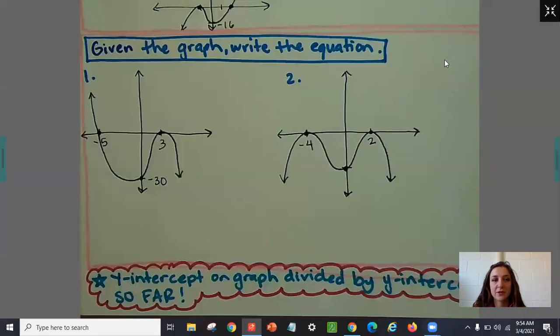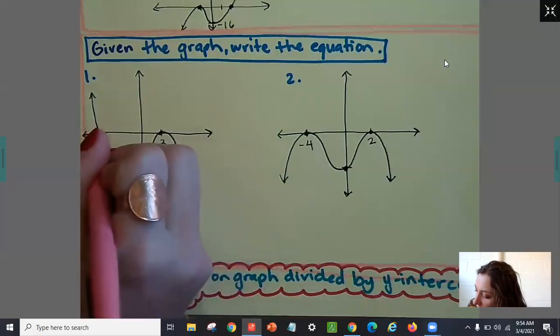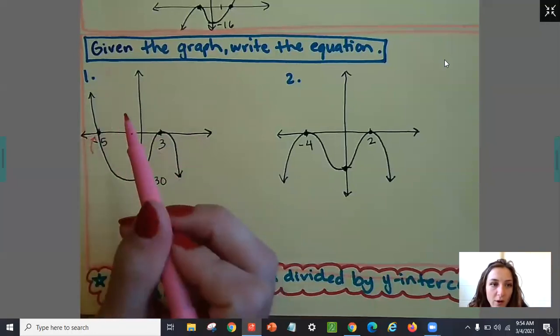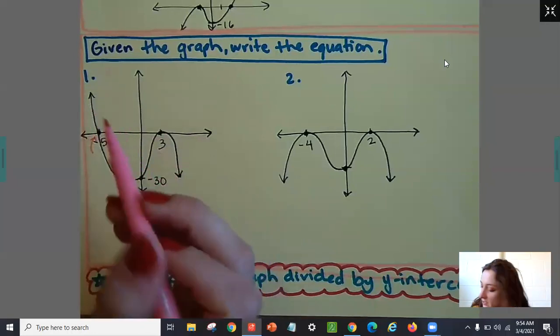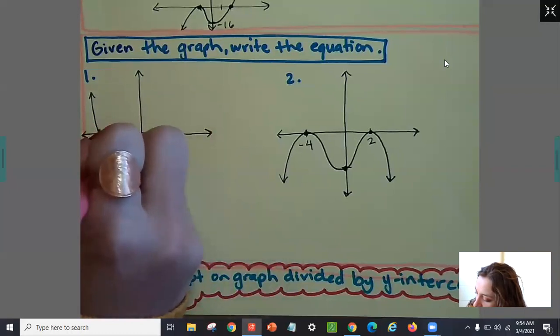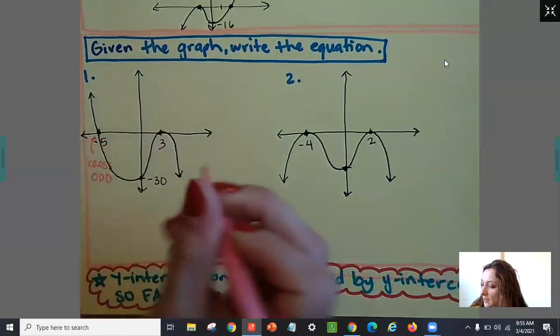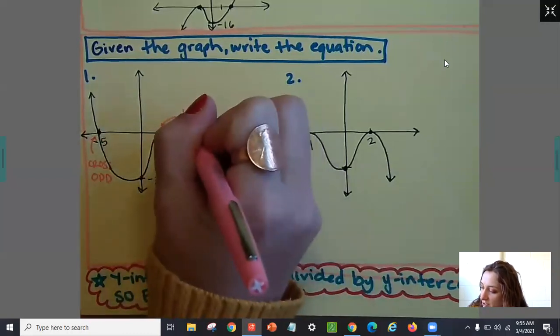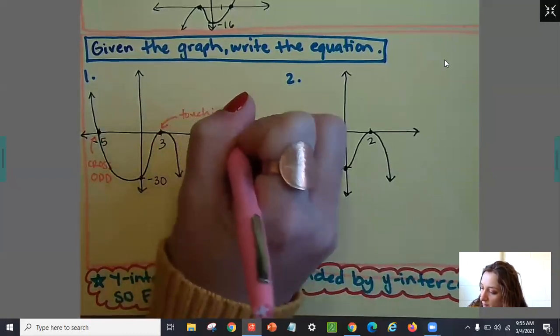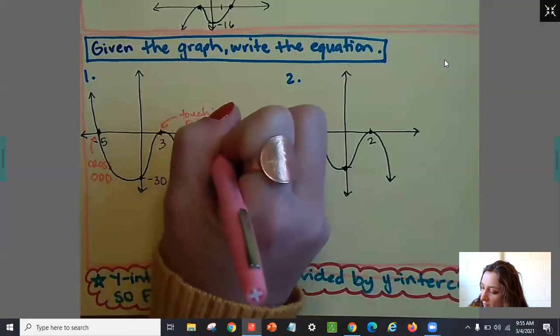Hello everyone. In this video we're going to be writing the equation given the graph using multiplicity and the y-intercept. So the first thing I want to look at is the multiplicity. We have 1 and -5, which is crossing. So since this is crossing, that means it's going to have an odd multiplicity. Okay, and then here at 3, this is touching. So that's going to be an even multiplicity.